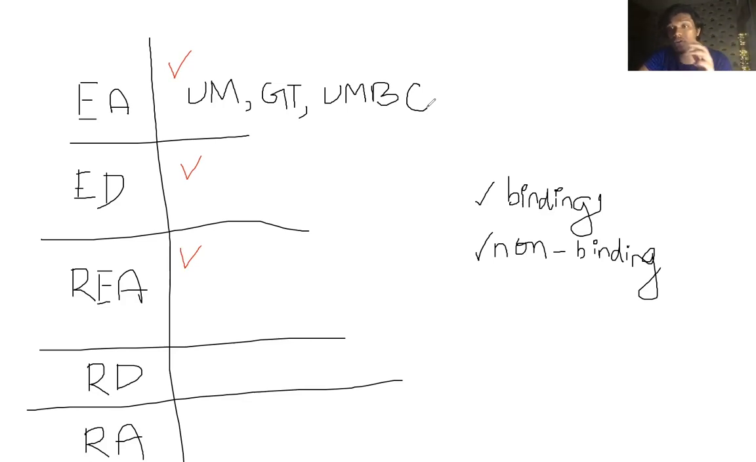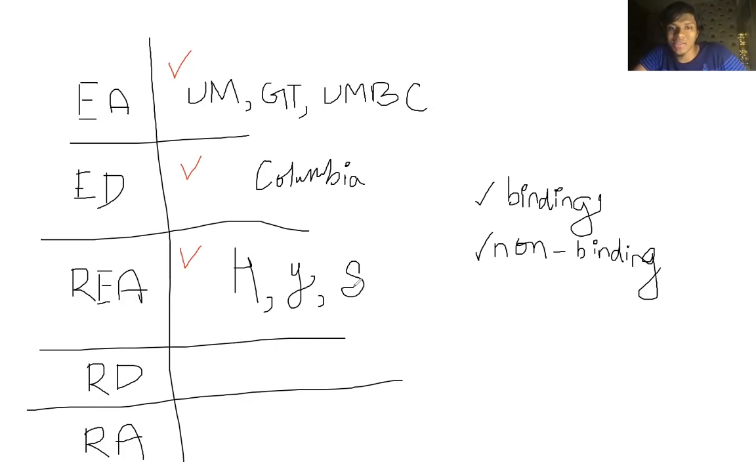For early decision, I never applied early decision, but I think all the Ivy Leagues except Yale and Harvard accept early decision. So let's say Columbia, Brown, Cornell, I think they have early decision. And in restrictive early action, we have Harvard, Yale, and I think Stanford as well, right? HYS.